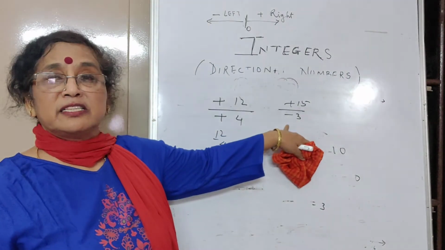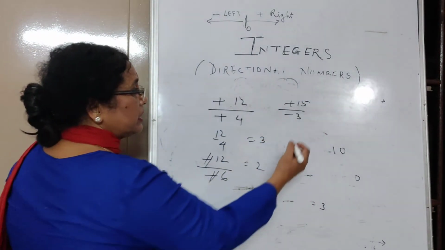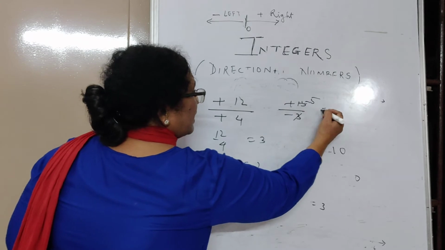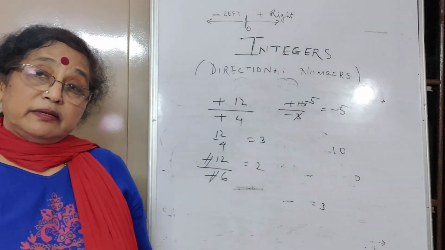Opposite signs, whether the minus is at the bottom or at the top, in the numerator or denominator. Ultimately, you cancel, three fives are fifteen, and the answer is minus. Only one sign.